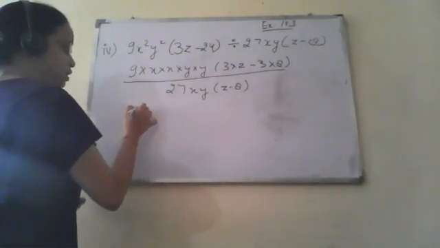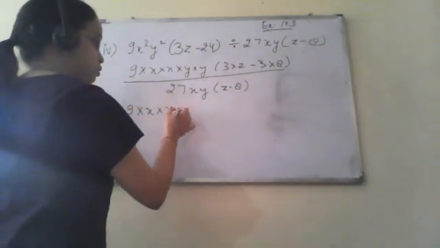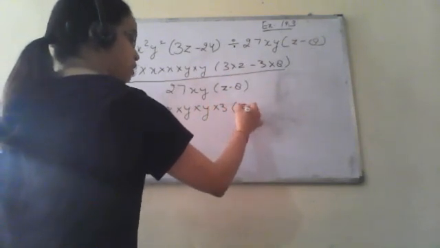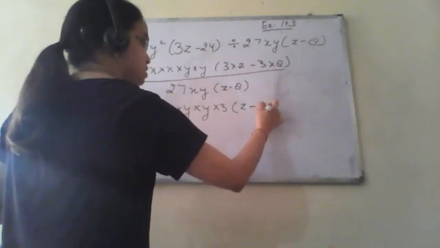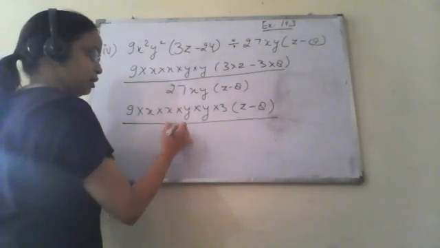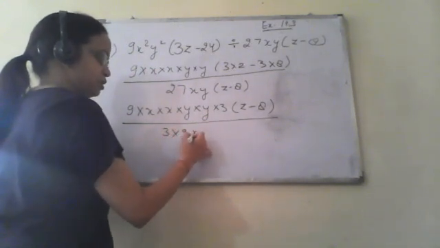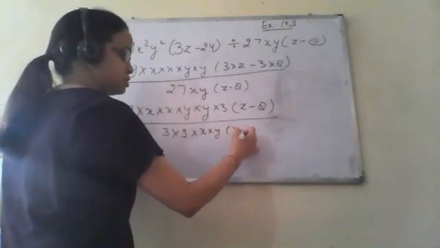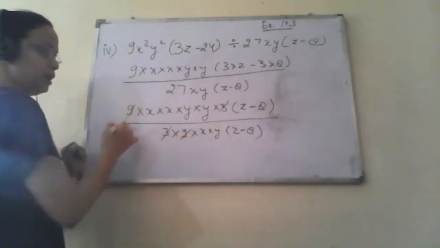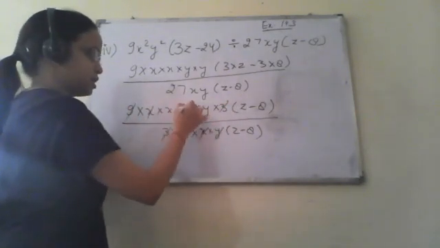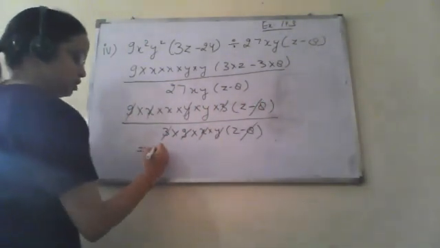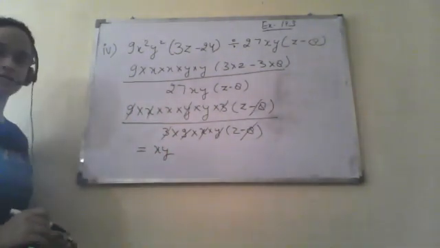This is 9 into x into x into y into y. We have taken 3 outside and in the bracket what is left is z minus 8. And 27 can be written as 3 into 9, and this is x into y. So this 3 is cancelled, 9 gets cancelled, one of the x is cancelled, y is cancelled and this z minus 8 is also cancelled. So what are we left with? We are left with xy. So xy is the answer.